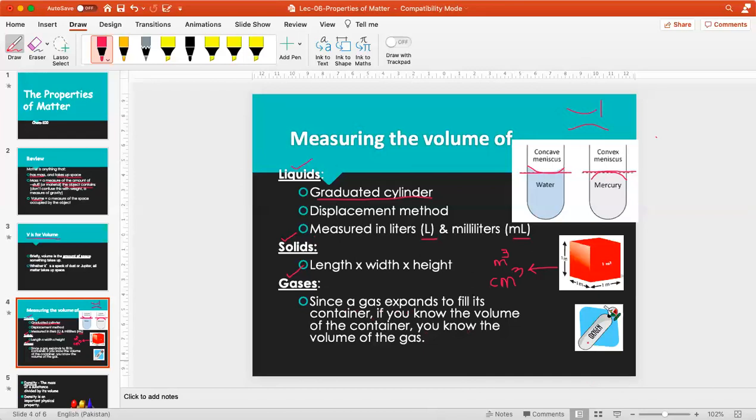For example, you can fill this oxygen cylinder. The capacity of this oxygen cylinder is 8 kilogram, for example. So that will be the volume of the gas. Now, next slide.